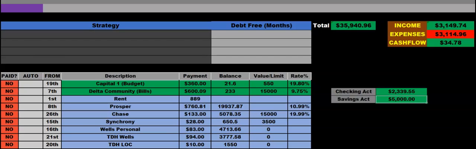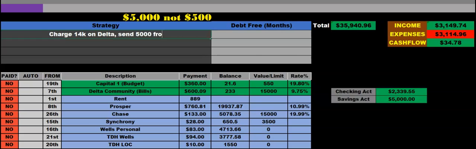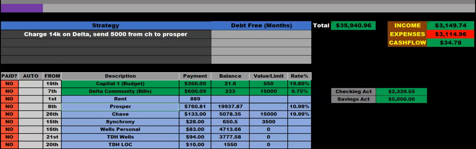So what we're going to look at first is we were going to charge $14,000 on the Delta card, and then we were going to send $500 from the checking to knock out this Prosper. So that's the first scenario we're going to run.